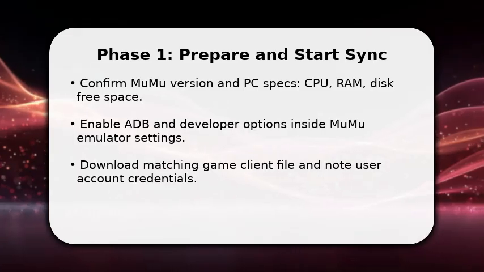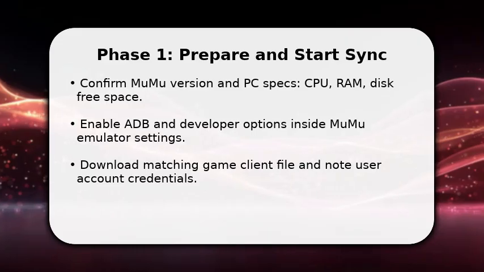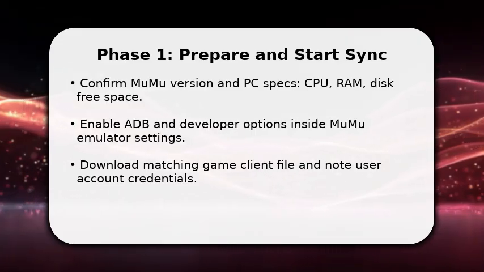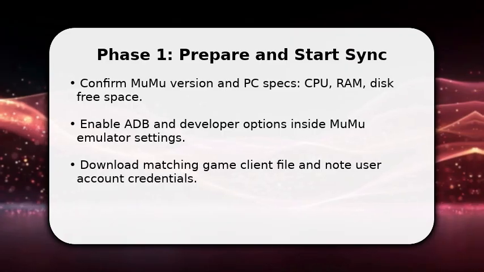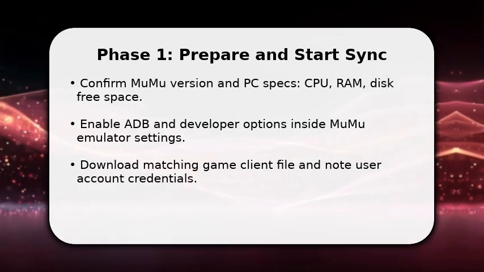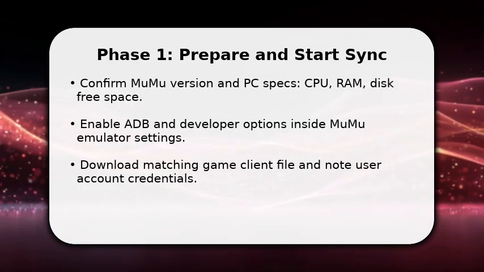You start by verifying Mumu version and system resources so syncing won't stall. Open Mumu settings and enable developer mode and ADB. This lets your computer communicate directly.